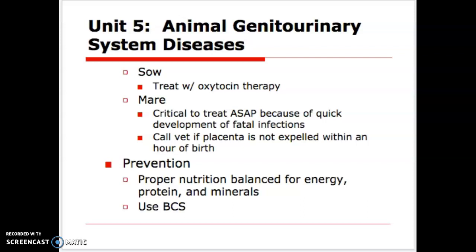Again, preventative measures, proper nutrition. I kind of mentioned that with regard to protein and especially your mineral vitamin balance. That's really crucial that you work with your nutritionist there. And then you use body condition scoring.